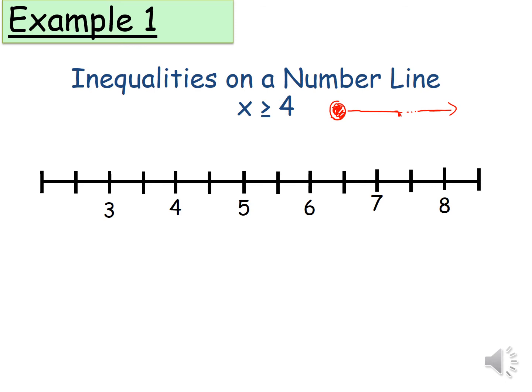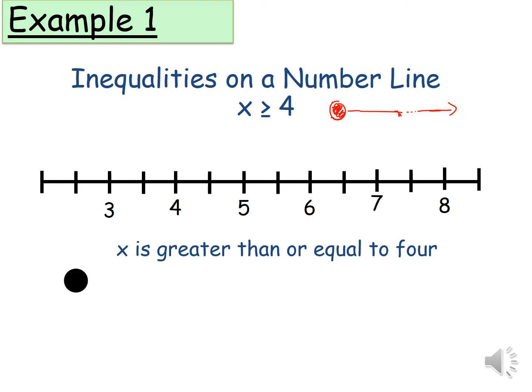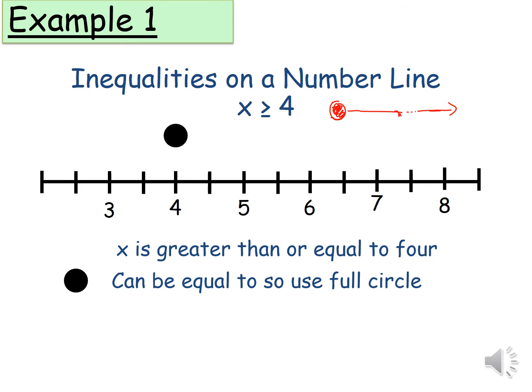Now, how will I draw this on the number line? Again, x is greater than or equal to 4, I know it's going to be a full circle because it can be equal to. Now, because it's greater than or equal to 4, on the number line, my circle will start at 4. Because it's a full circle and it means equal to, I know x can be equal to the number 4 as well. So my full circle will start at 4.